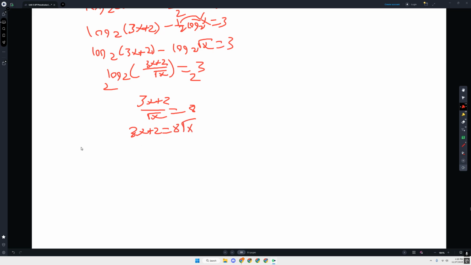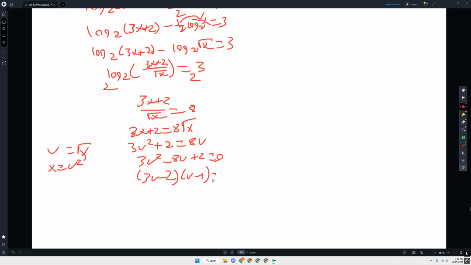And now we're going to do a little bit of substitution. And we're going to say u is equal to the square root of x, and x is equal to u squared. So we're going to plug those numbers in. So that'd be 3u squared plus 2 is equal to 8u. 3u squared minus 8u plus 2 equals 0. We factor that to get (3u minus 2)(u minus 1) equals 0.